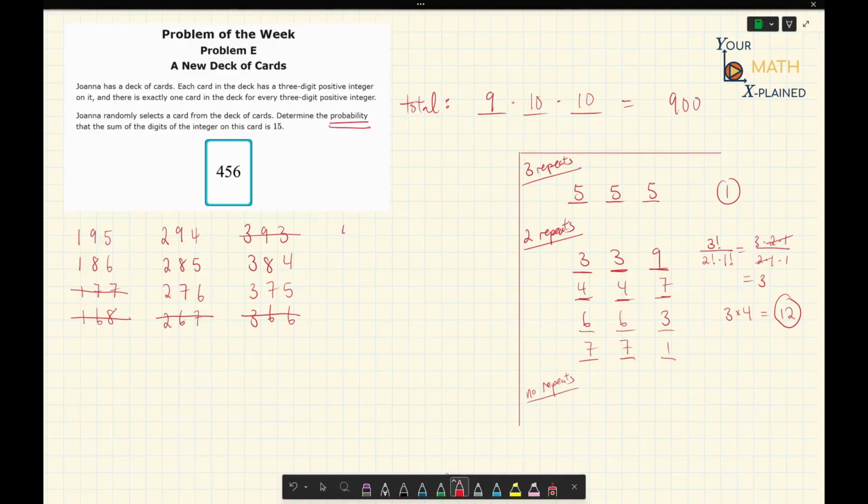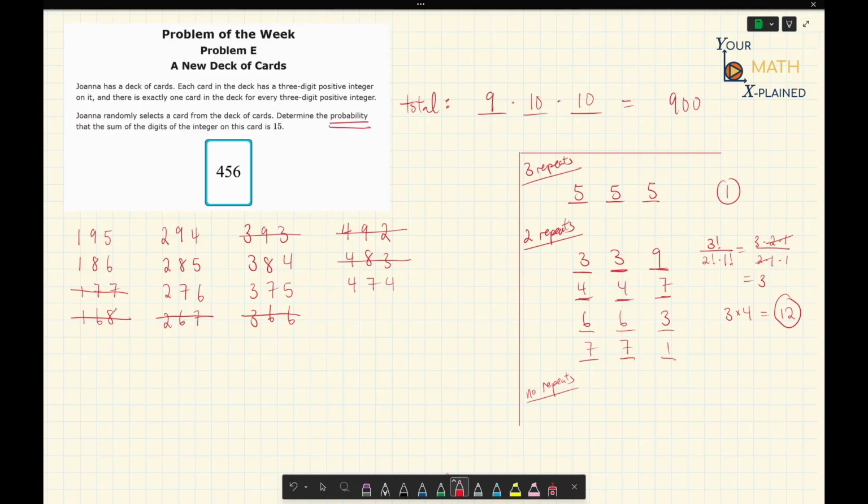With the 4s, I've got 4 and then 9. So that's 13 and 2. But that's a reordering of 294, so I don't need that one. We can continue until we see some doubling. So 483, we've got the 384 over here, so we don't need this one.